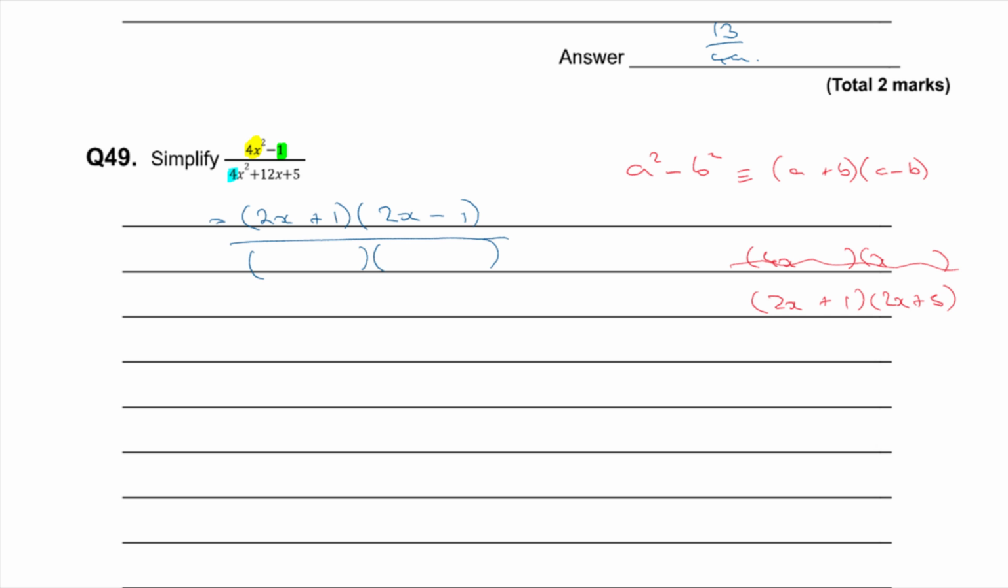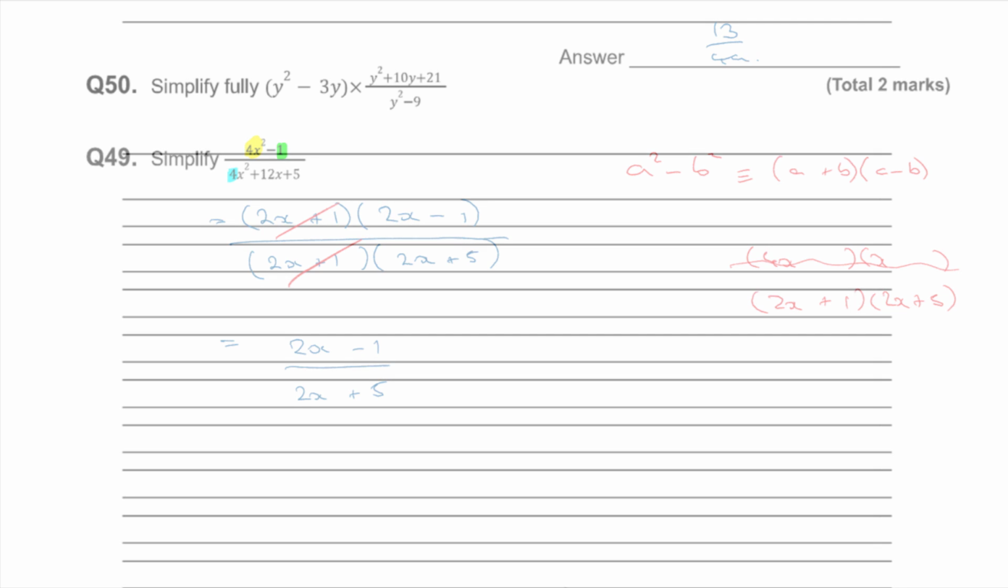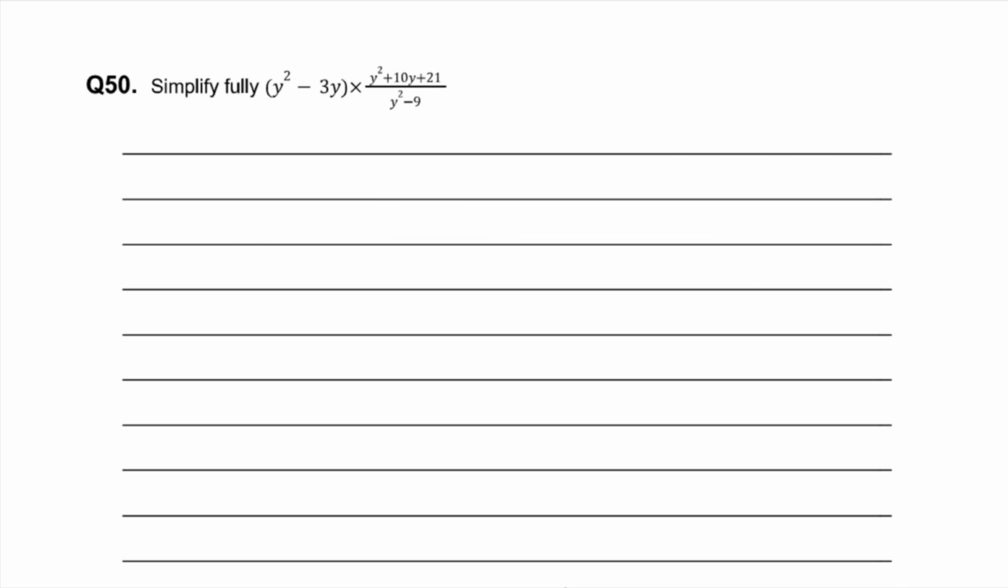So I'm going to get 2x plus 1 and 2x plus 5. Now notice, I've got a 2x plus 1 on the top and a 2x plus 1 on the bottom. And when you divide things that are the same, they just cancel each other out. Only works if they're factors. Here they're factors. And that leaves me with 2x minus 1 over 2x plus 5. Okay, that's as simple as this one's going to get. We're done.